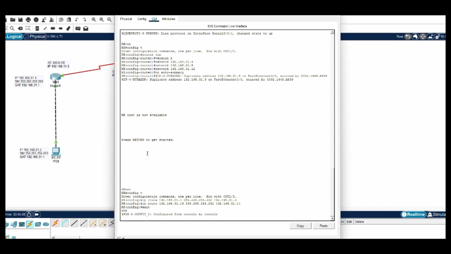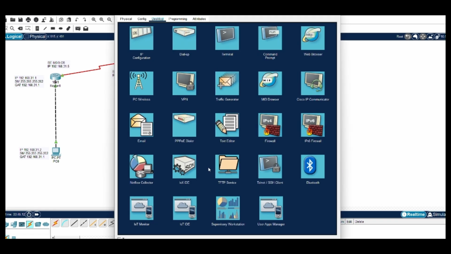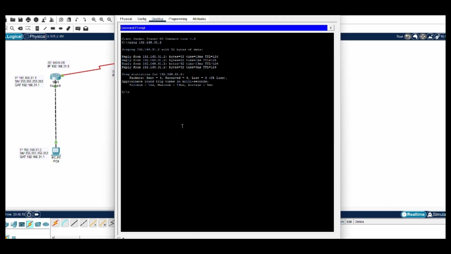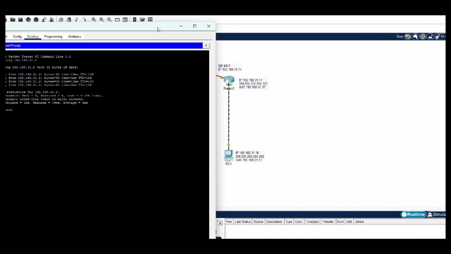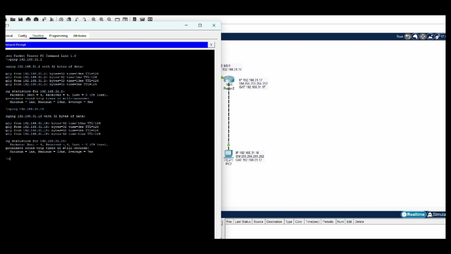Now the same computer with these addresses, finishing 19. It's working perfectly.